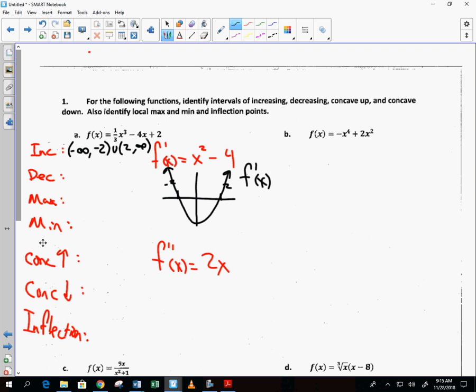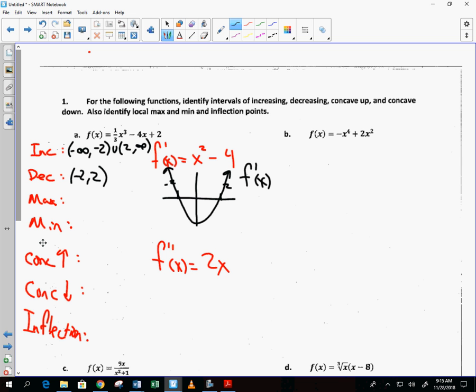Well, that wasn't that bad, was it? Where is it decreasing? We do not include -2 and 2 because at that spot the derivative is equal to 0. It's not increasing or decreasing.